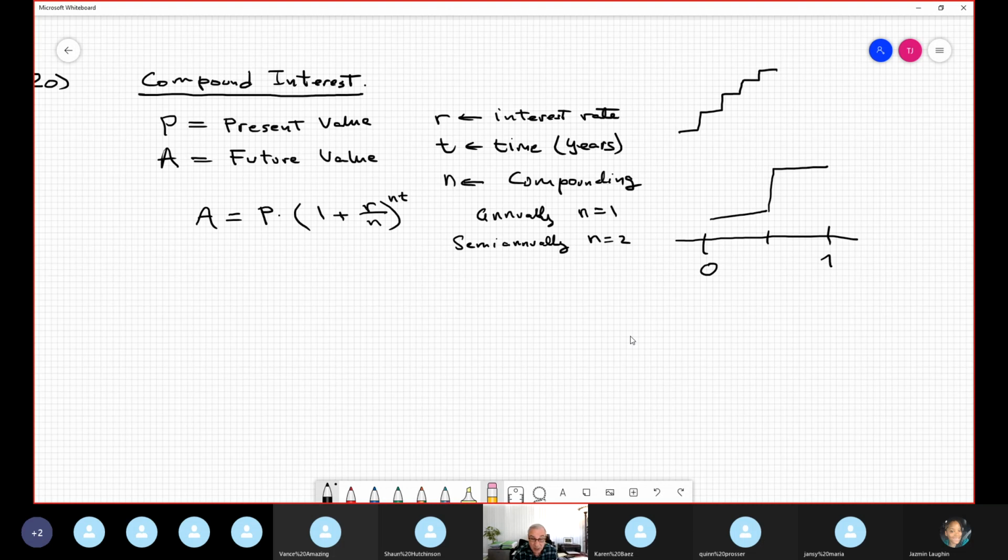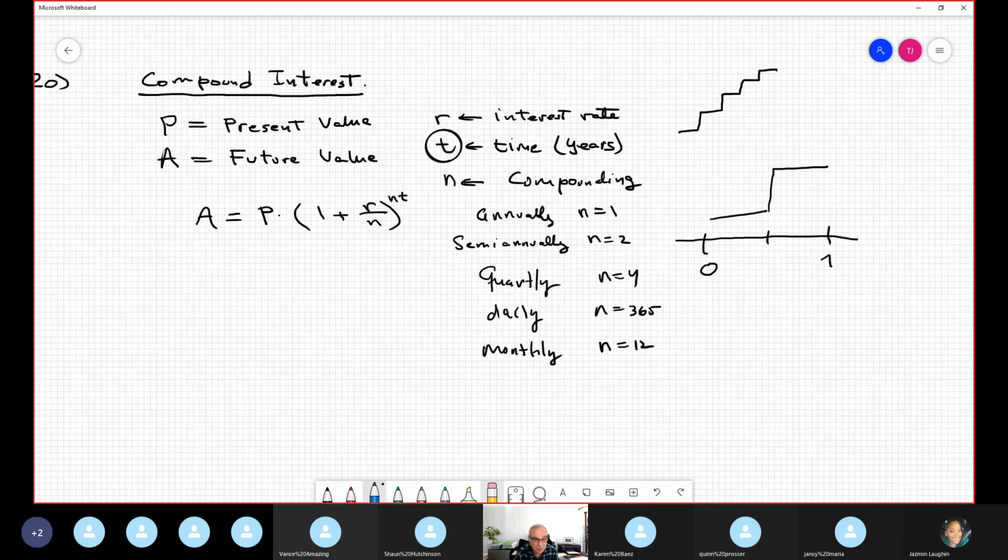We have another possibility. We have quarterly. Quarterly is for... Daily is 365. Monthly is 12. Weekly is 52. That is the amount of weeks that we have in 1 year, because anytime you suppose that the time is measured in years.